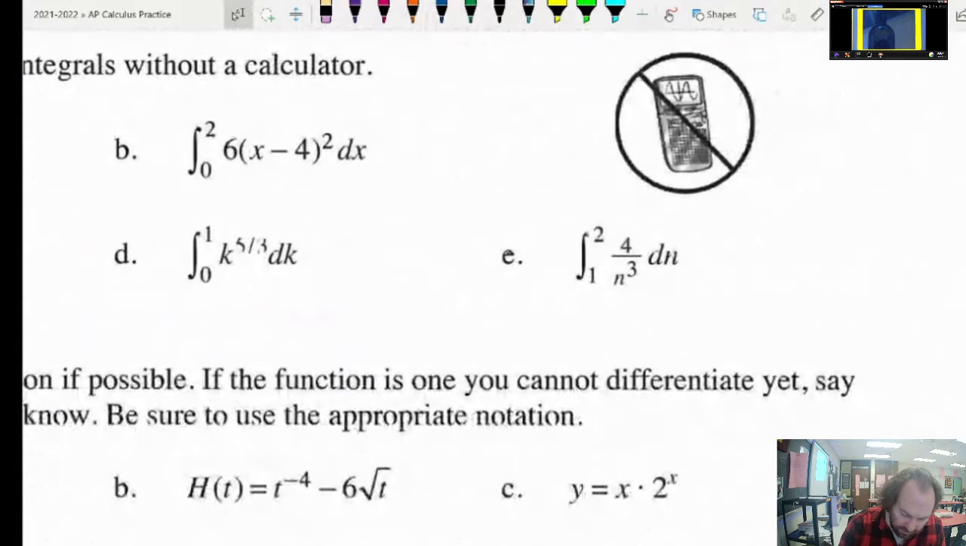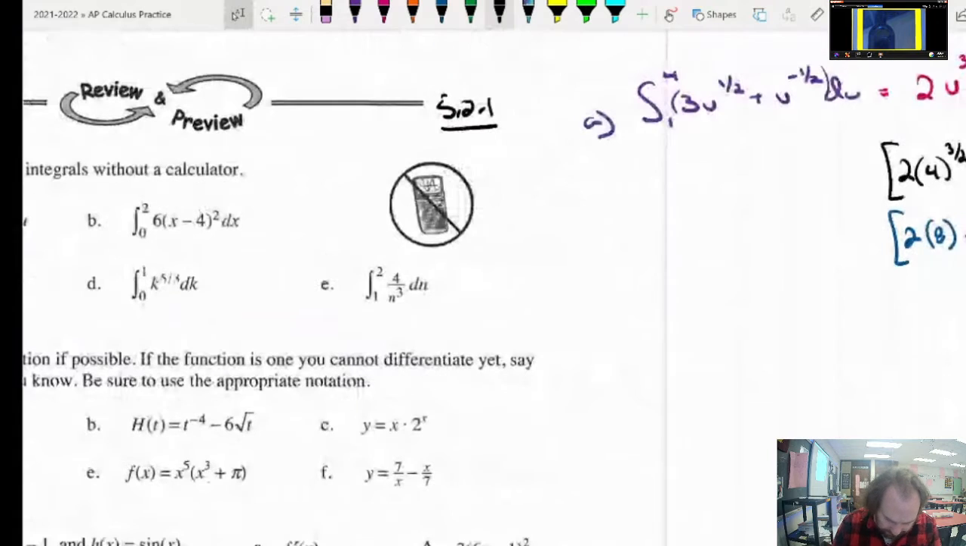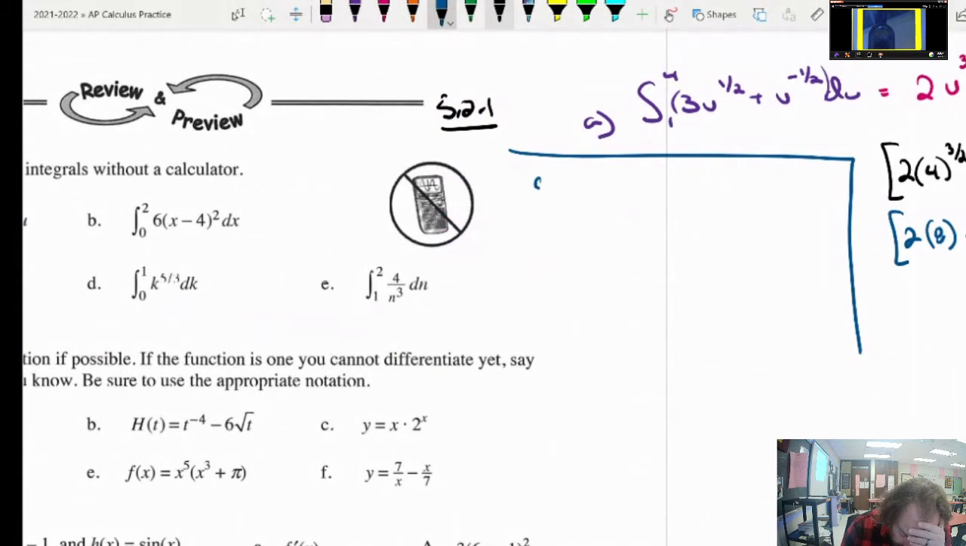I don't think there's enough room to do D right there in that space, so I might bring D over to the side a little bit. But D will not take a super amount of space. D is just the integral, let's see, it's going to be k to the 8/3 power, and I got to have a 3 over 8 in front of this, so that it cancels out nicely, and we're going to evaluate this from 1 to 0.